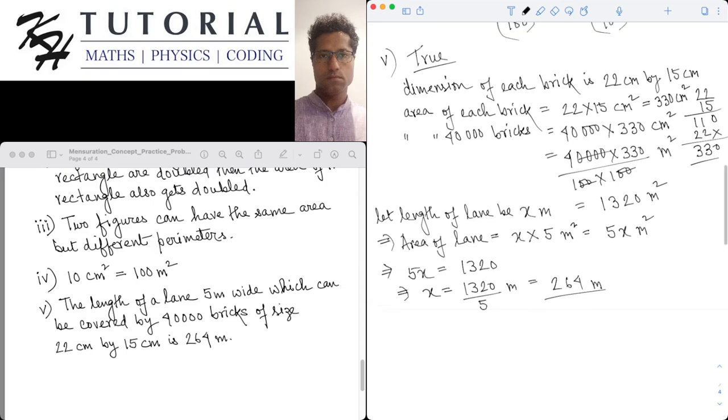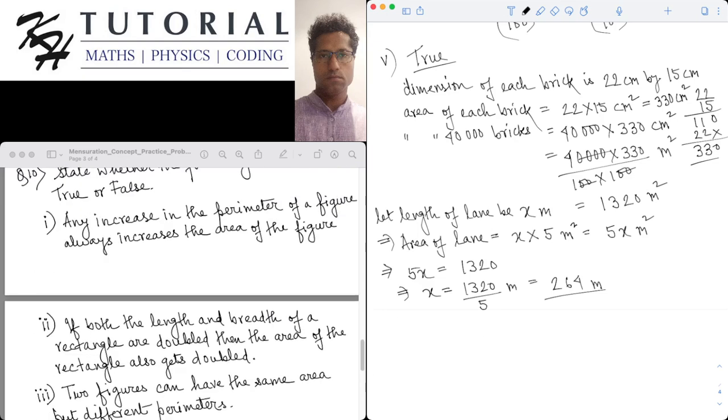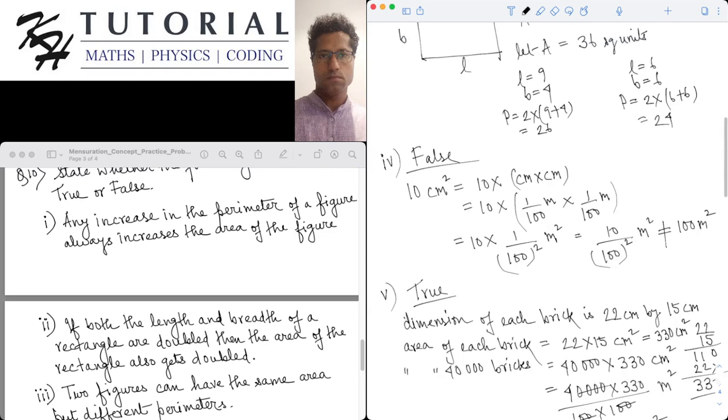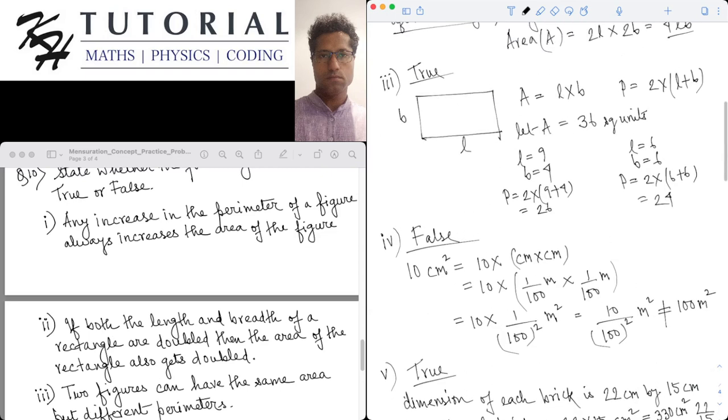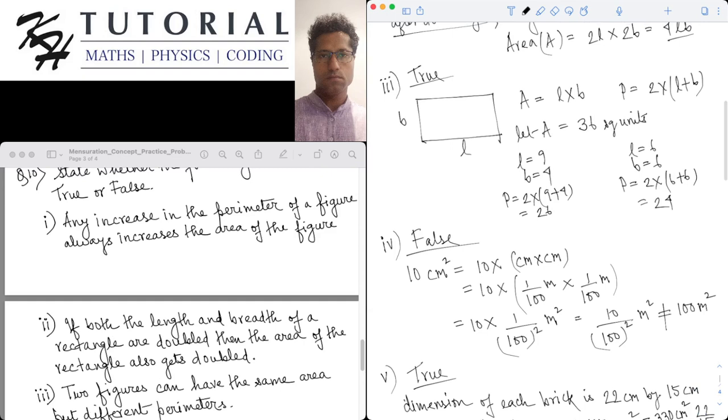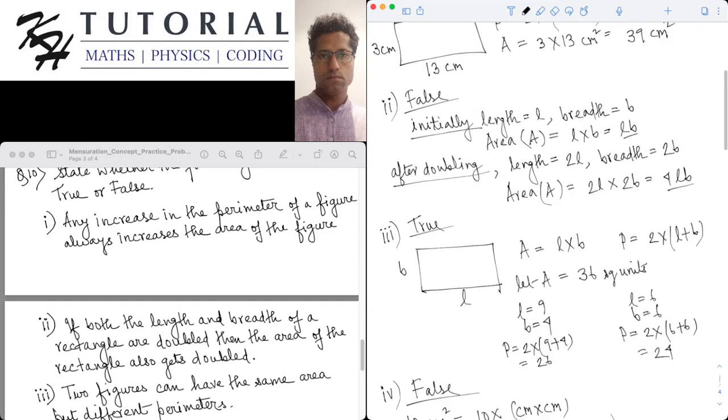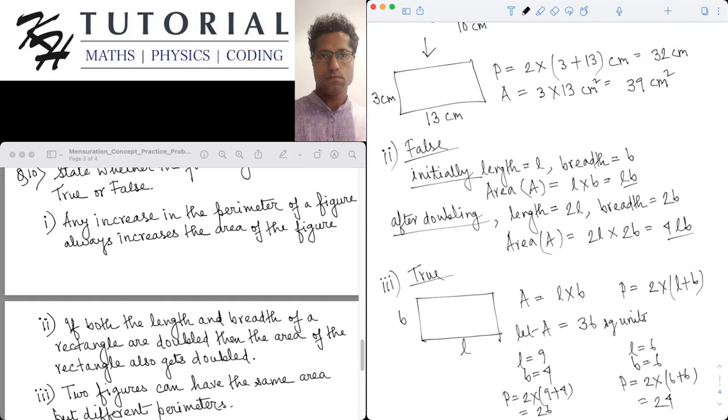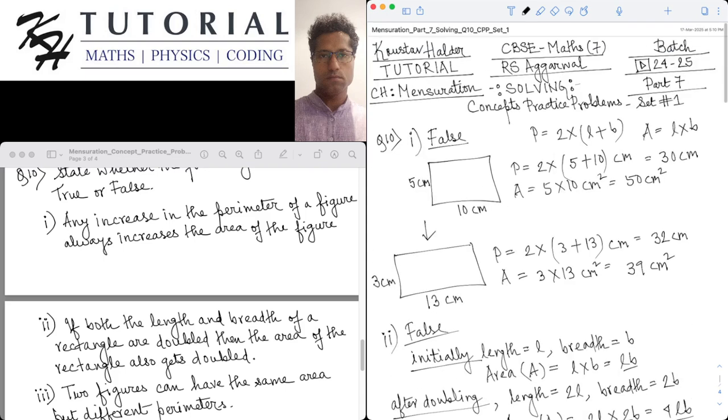Okay. So this brings to an end solving question number 10, which had true false statements. I hope solving these problems will give you a little bit of insight and guidance on how to solve these kinds of problems related to area and perimeter of square and rectangle, and also diagonal of square and rectangle, and area of 4 walls of a room.